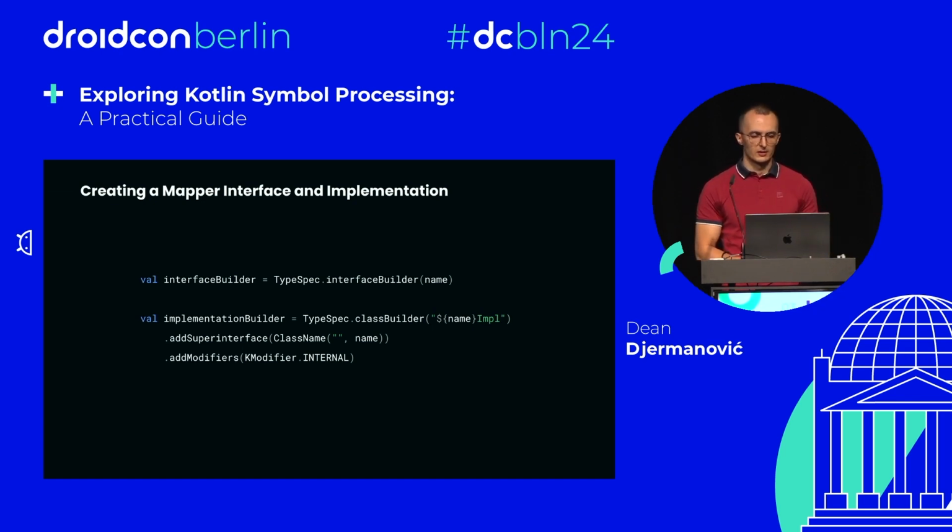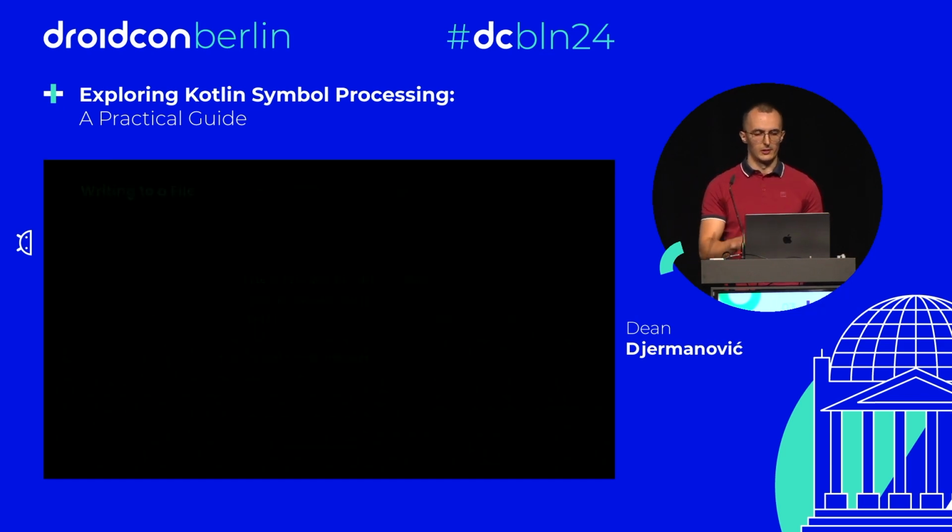We also need to add some extra properties to our class. We need to specify that our class implements the mapper interface, and we do that by using addSuperinterface on the class builder. We are also adding an internal modifier to our class by using the addModifiers method on the class builder. So this gives us access to our interface and implementation class builders.